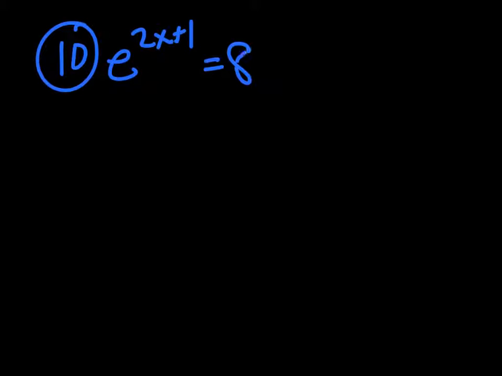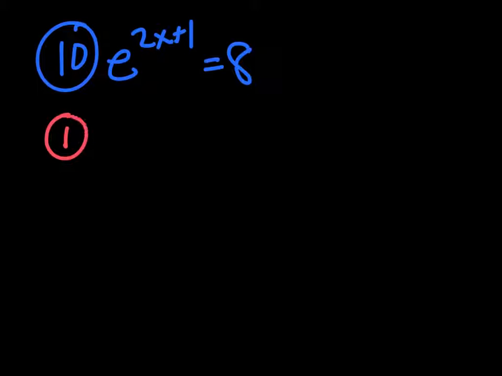Okay, so 10: e to the 2x plus 1 equals 8. You are not going to be able to get your bases the same. So for this problem, you've got a couple of options, and I'm going to do it three different ways.